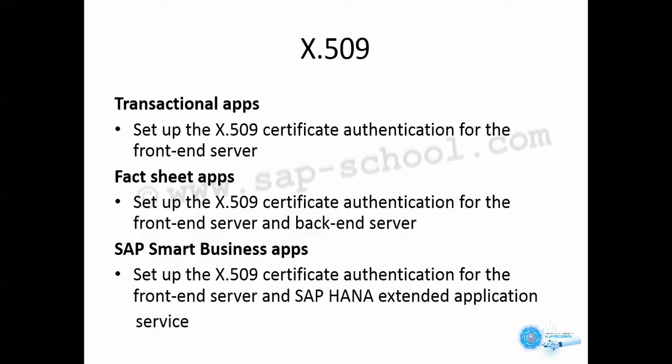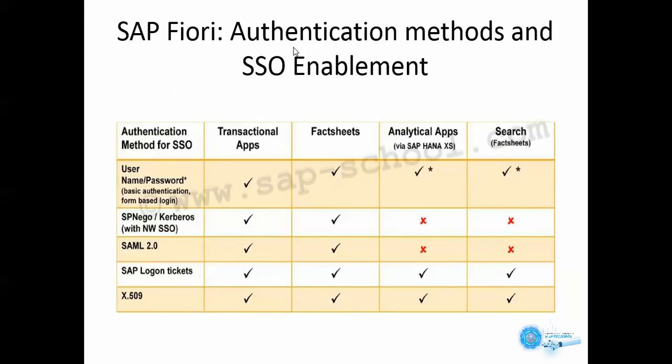Now let's move further. So basically the same username is needed for my gateway, my backend, and my HANA system. So we can use the central user administration, or we can use the existing identity management system to synchronize the users in the backend and the front-end ABAP systems to ensure the user's name on both systems matches. So this is the prerequisite for the user management in case of SAP Fiori.